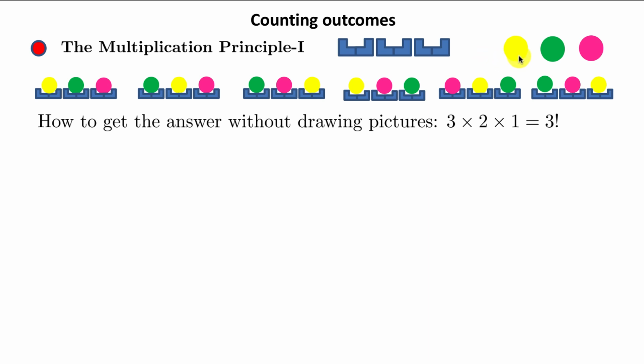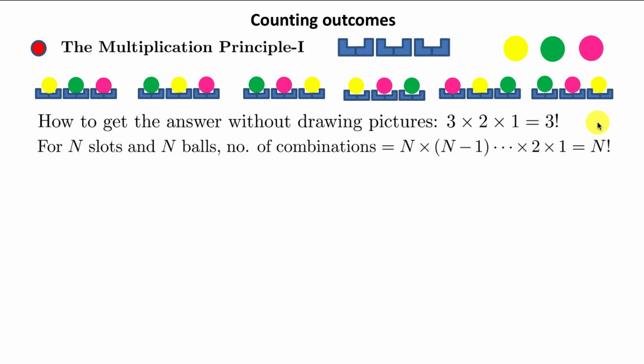You take the first ball, and it can go into this, or this, or this. That means there are 3 possibilities for the first, but then you've used up one of these 3 spaces, and so there are only 2 spaces left. So the first can go into one or into the other, and there's no choice left for the last one. So then, without drawing any pictures, I have 3 into 2 into 1, that's 3 factorial. Now suppose I don't have 3, I have n slots and n balls.